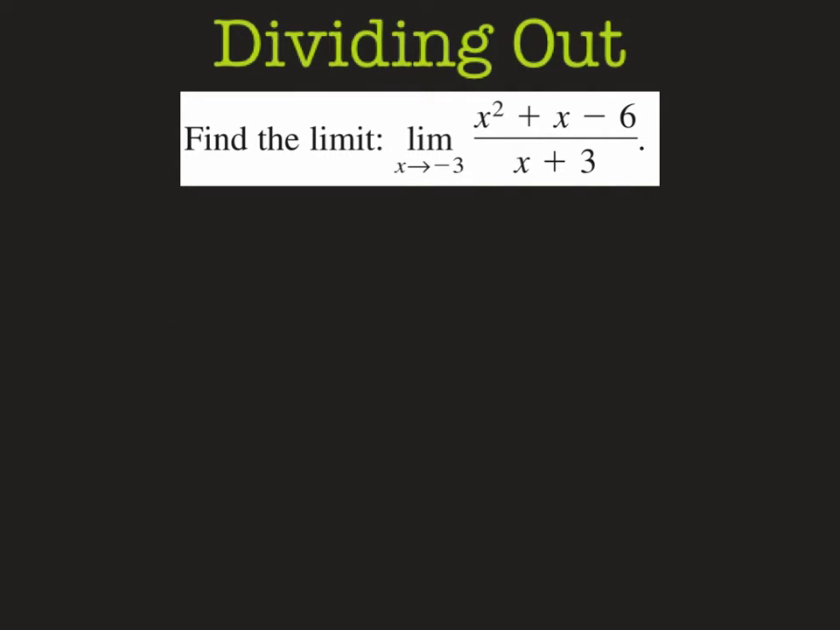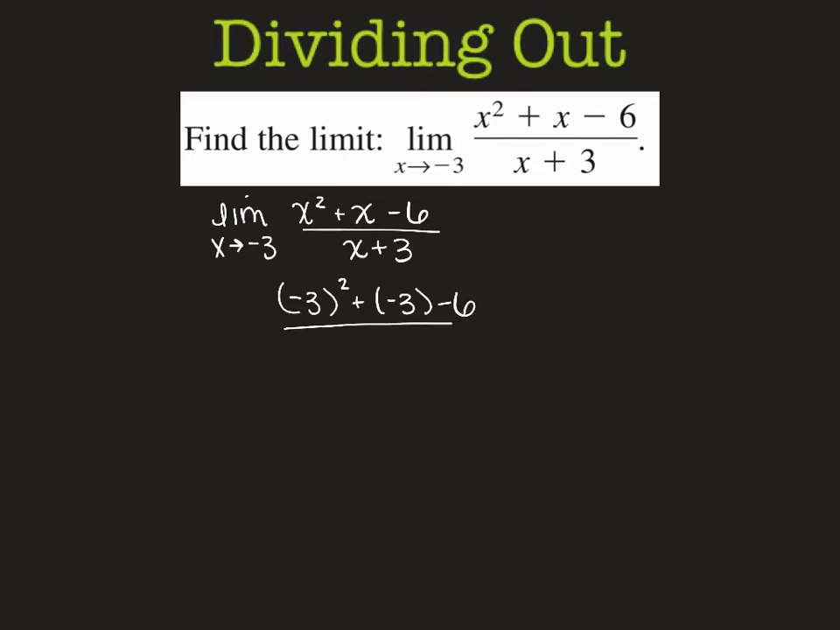Here we are on our second example, and you can tell by the top of the screen, this one we're going to have to apply a different technique, but like I said, we're always going to apply direct substitution first. So I'm going to rewrite my notation here. We're finding the limit as x approaches -3 of x squared plus x minus 6 over x plus 3. Our first step's always applying direct substitution. So I get -3 squared plus -3 minus 6 over -3 plus 3.